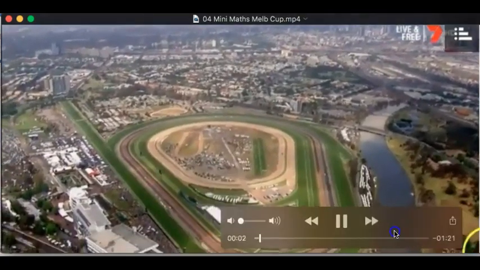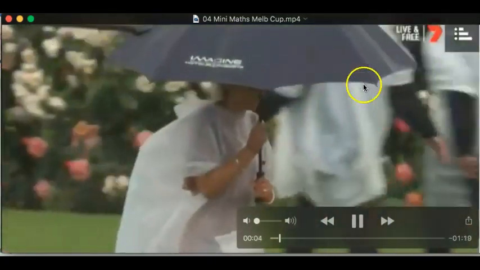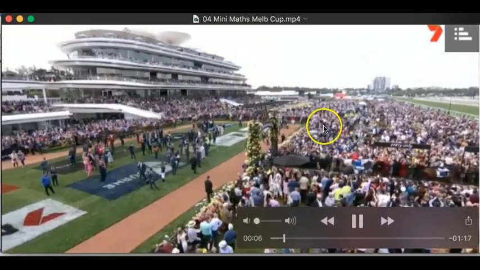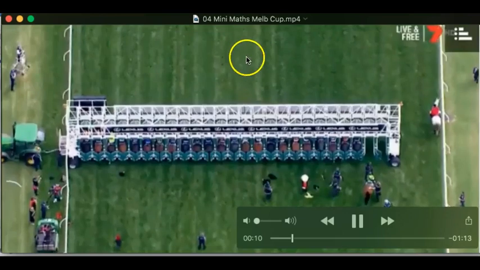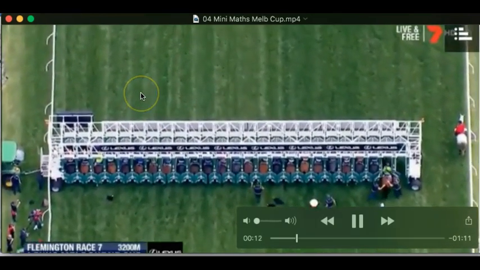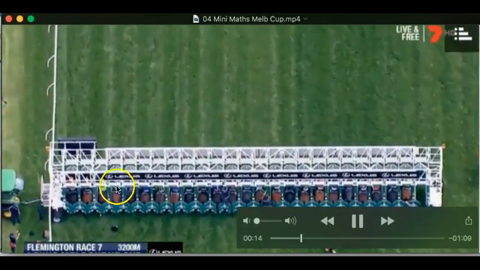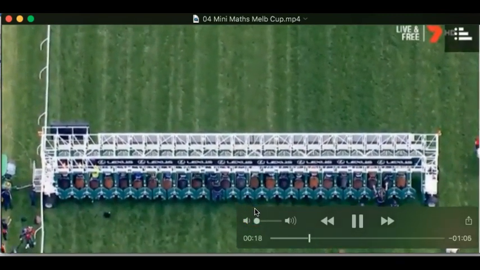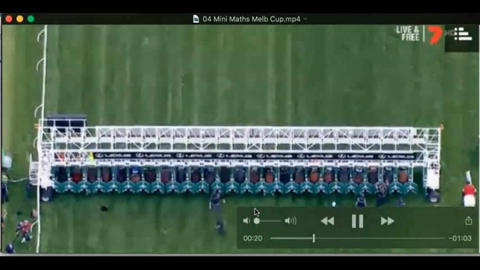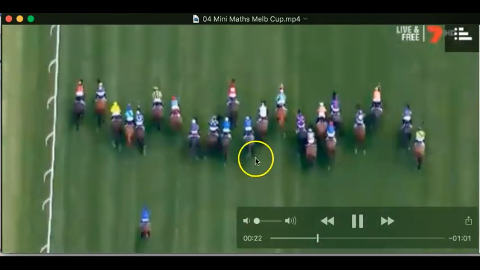Let's start with the shape of the course. What is the shape of the umbrellas? I think it's an octagon. Look at the crowd numbers. What about the shapes in the gates? There are 24 horses. I wondered about how many legs there are altogether if you count the jockey legs.